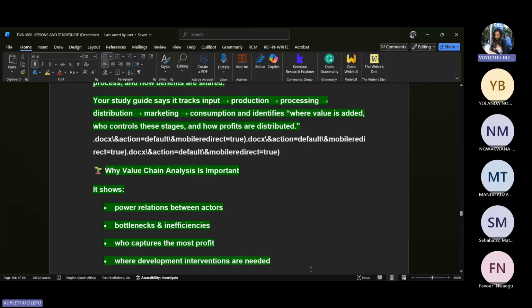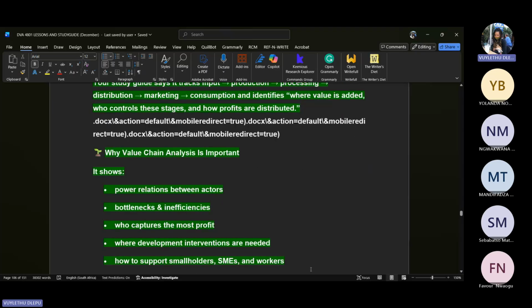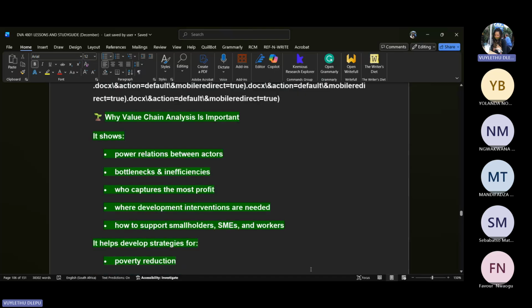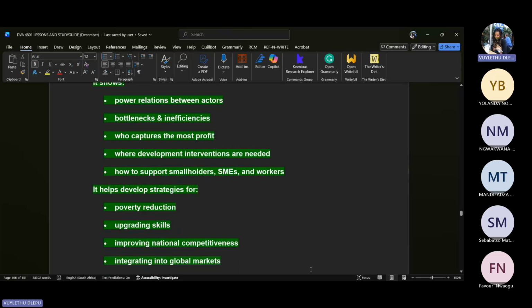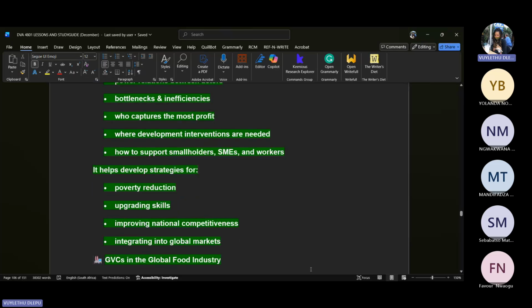Now, why is value chain analysis important? It shows power relations between actors. It shows bottlenecks and inefficiencies. It shows us who captures the most profit. It shows us where development interventions are needed and how to support smallholders, SMEs, and workers. And then it helps develop strategies for poverty reduction, upgrading skills, improving national competitiveness, and integrating into global markets.